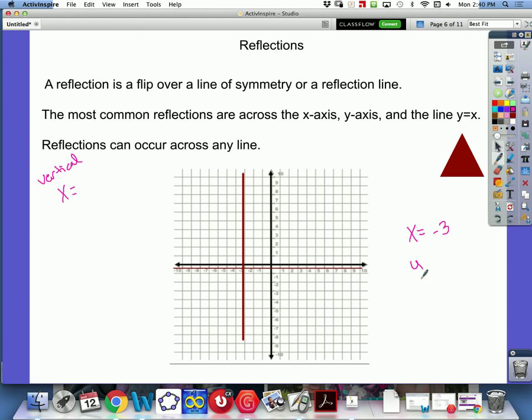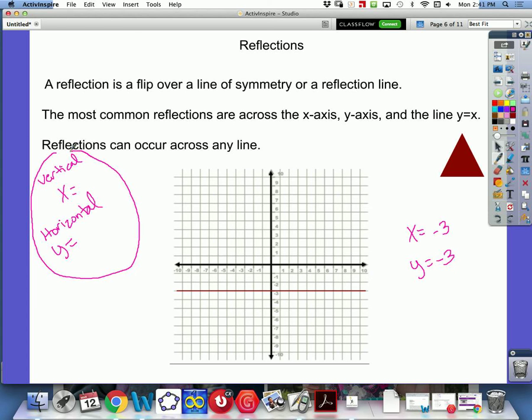If they want you to reflect over y equals -3, anytime it says y equals, that is going to be a horizontal line through that number. So now if it says y equals -3, that means that it's going to reflect over this line. So it would reflect from up here to here or vice versa. So this is really important that you know if they give you one that's not the x-axis or the y-axis, this is your key so you know if it's a vertical line or if it's a horizontal line.